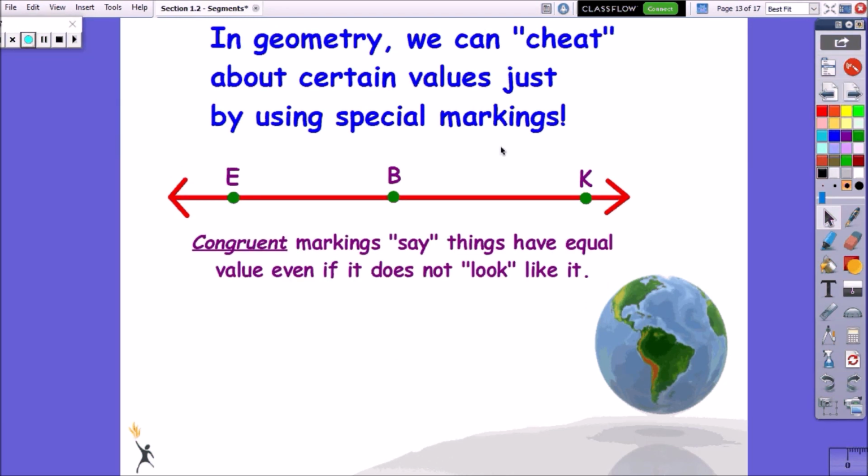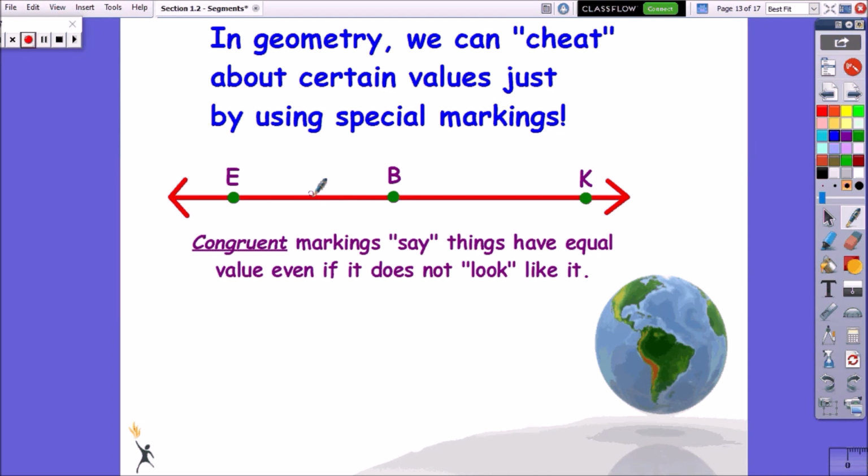So we're going to get to use some geometrical markings to make that happen. So here's what I was meaning earlier. We can kind of cheat, if you will. We're going to use things called congruent markings. And congruent markings say things have equal value, even if they don't necessarily, quote unquote, look like it. Congruent markings for segments really kind of look like a segment, but they usually go in the exact opposite direction that those segments are in. Notice segment EB and BK, they're horizontal segments, right? So a congruent marking in this case would be perpendicular to it. They would be more vertical markings.